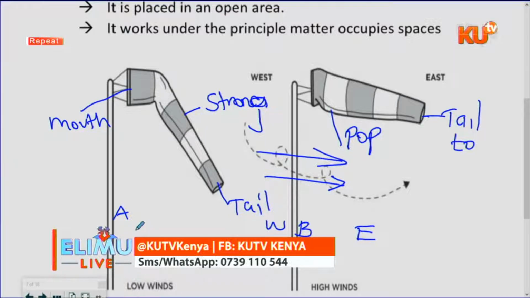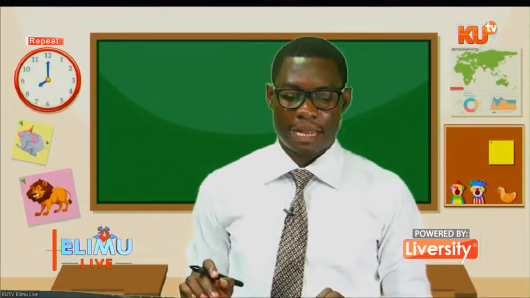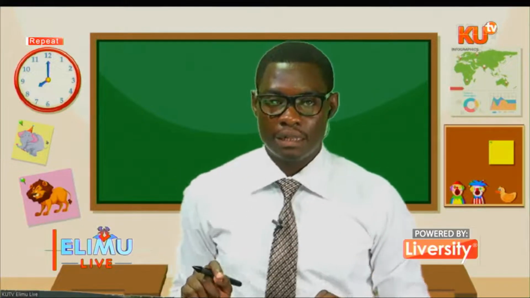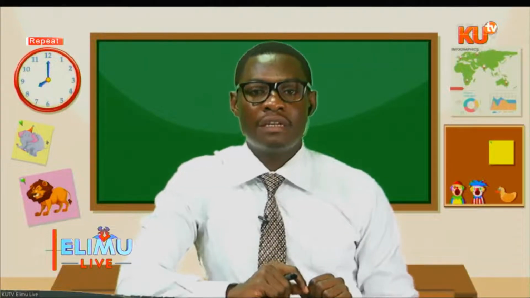So we can move on to our next weather instrument and our final weather instrument. So we have looked at three already. So we are looking at the last, which is a thermometer. And a thermometer is an instrument used to measure temperature. Temperature is measured in what you call degrees Celsius. Those are the units for measuring temperature.